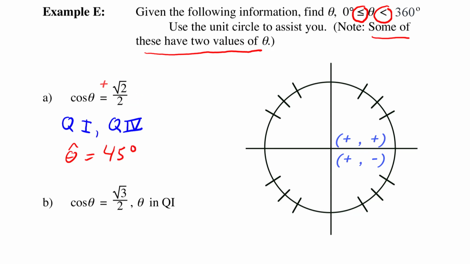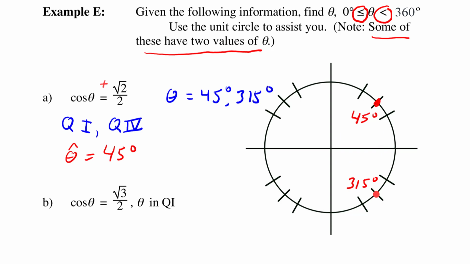We can locate these in the unit circle, in quadrant 1 and in quadrant 4. And quadrant 1 is 45 degrees, and quadrant 4 is 315 degrees. And those are our actual two values of theta that we're looking for. Those are the solutions. So we'll write them both down. So in A, we got 2 solutions.